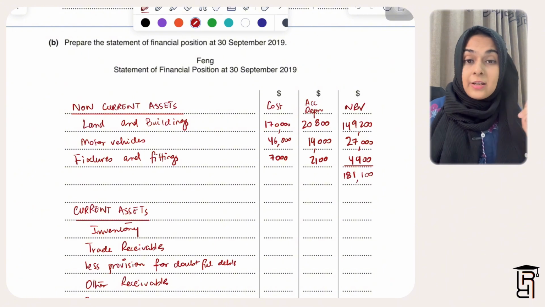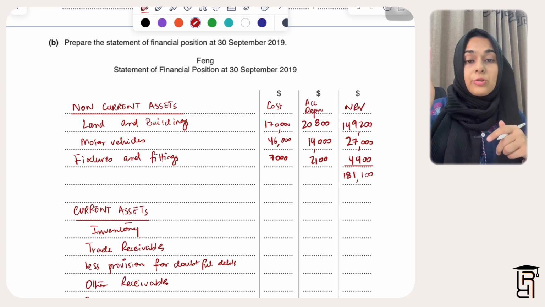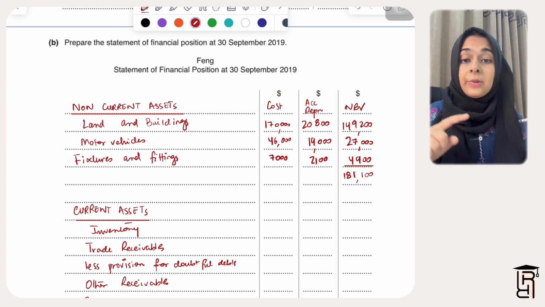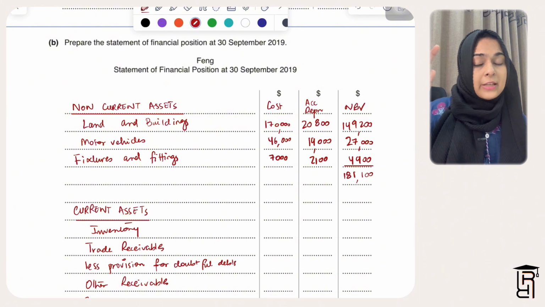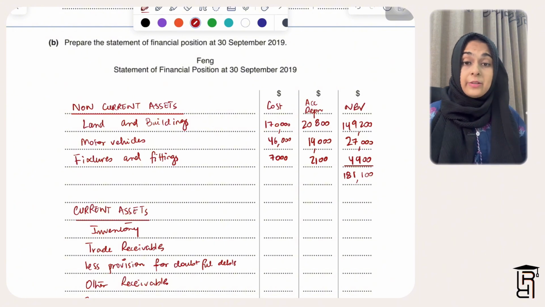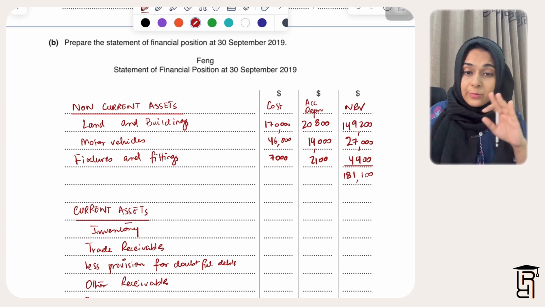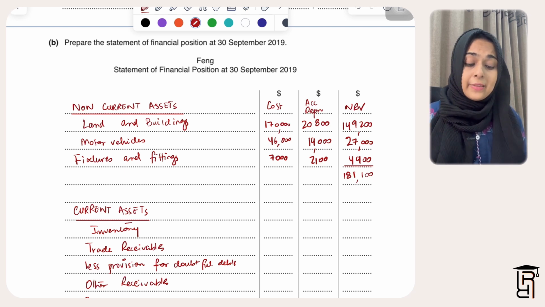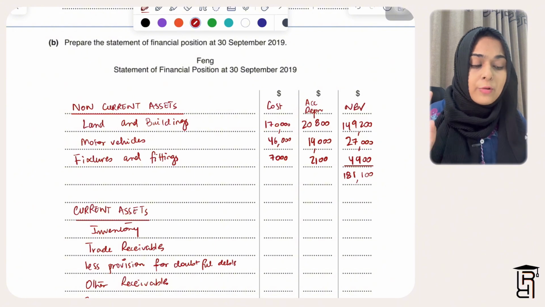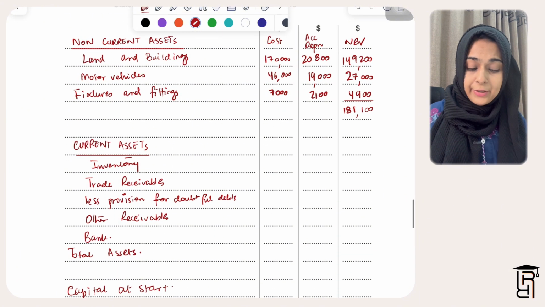So an interesting thing you should know: you need to write cost in the column for cost. In the accumulated depreciation column, you need to look at the depreciation that we have in the trial balance, and you need to add the depreciation that we have charged this year. That will give us accumulated depreciation at the end of the year. Then cost minus accumulated depreciation is the formula for net book value, which you need to apply here.